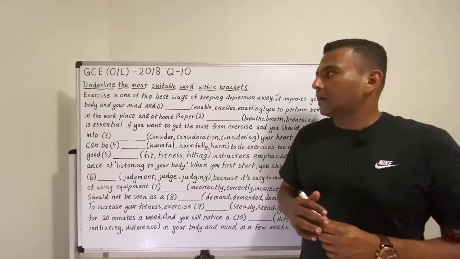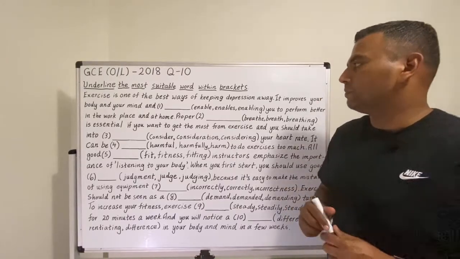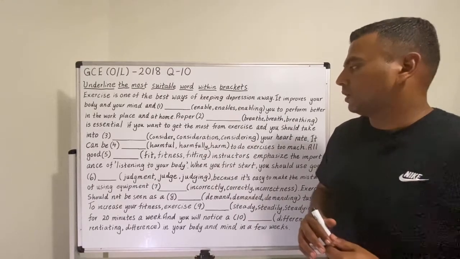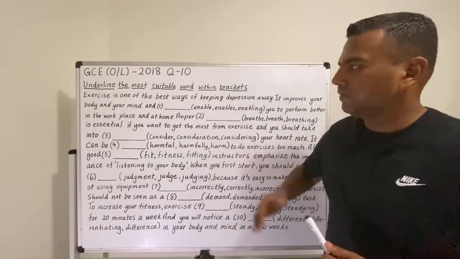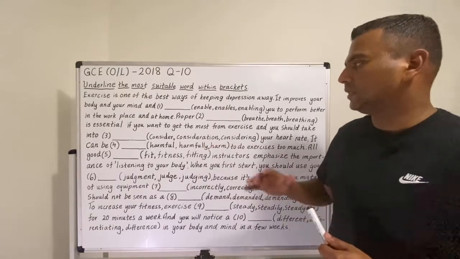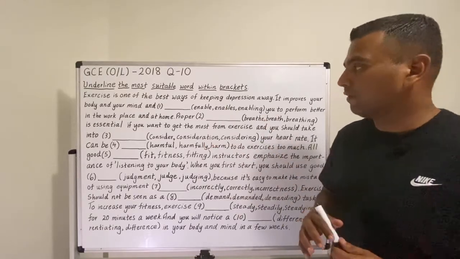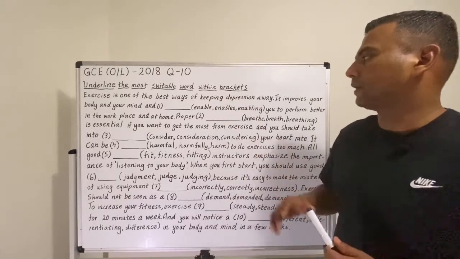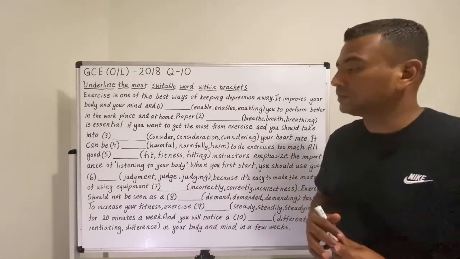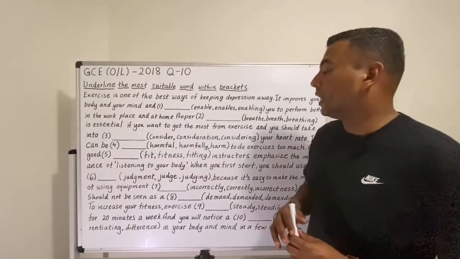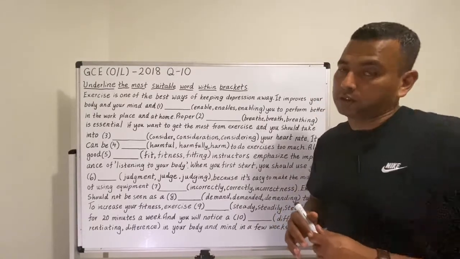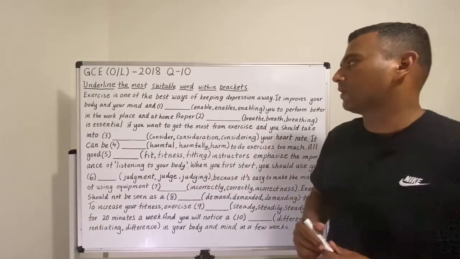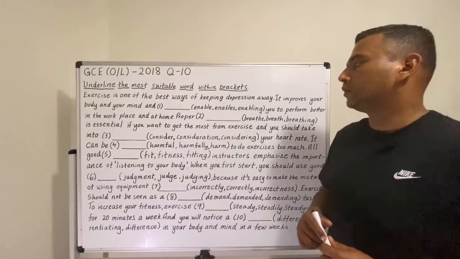At the top it says underline the most suitable word within brackets. So in this question, what we have to do is we have blanks in certain parts of this paragraph, and also soon after the blank within brackets they have given us certain choices. So what we have to do is underline the correct choice. So basically they don't expect us to write the correct word in the blank. So what we do is we have to underline.